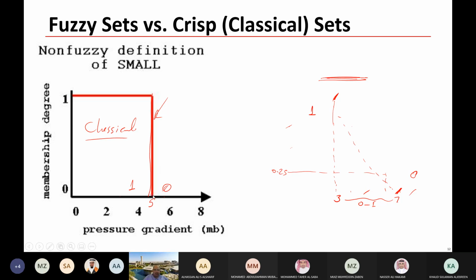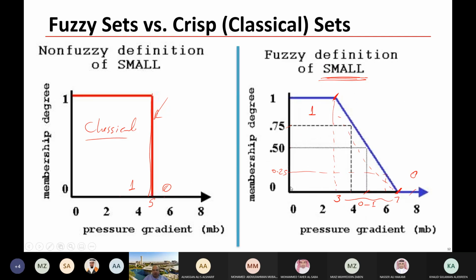So this is the classical one. The degree of membership is either 0 or 1. But for fuzzy sets, you have some graduality in the degree of membership. It is 1 here, and it is 0 starting from 7. Between 3 and 7, any value has a certain degree of membership. For example, 4 has 0.75 degree of membership and so on.